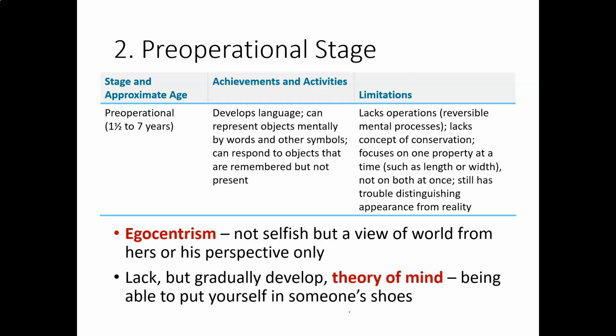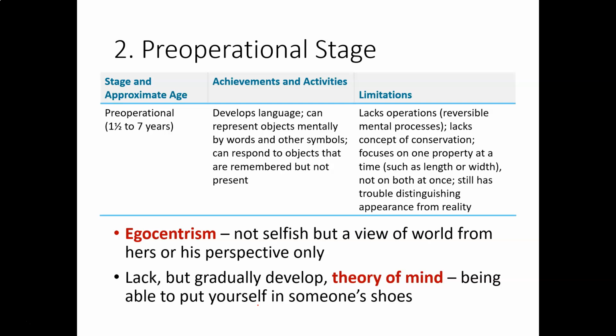Egocentrism, or a lack of perspective, is related to theory of mind. Theory of mind is something that kiddos at this stage lack, but it's something they're gradually developing. Theory of mind represents the ability to put yourself in somebody else's shoes. Because they lack the ability to recognize that other people have a different perspective from their own, they're not able to see something from somebody else's perspective besides their own.